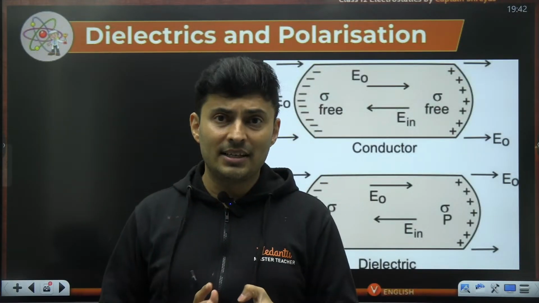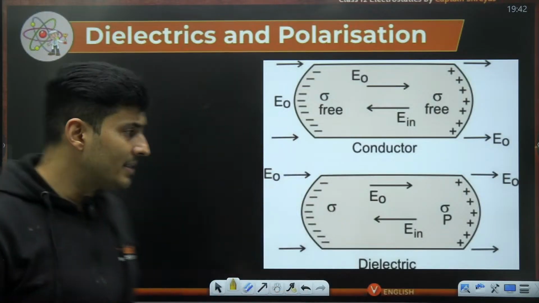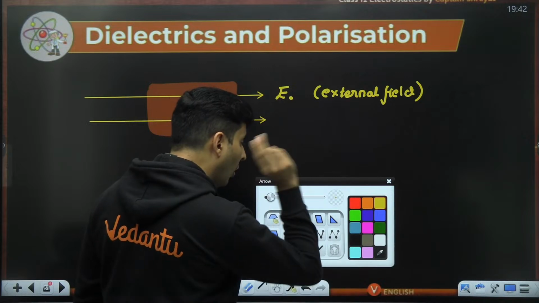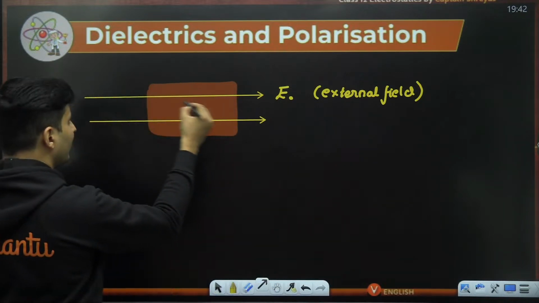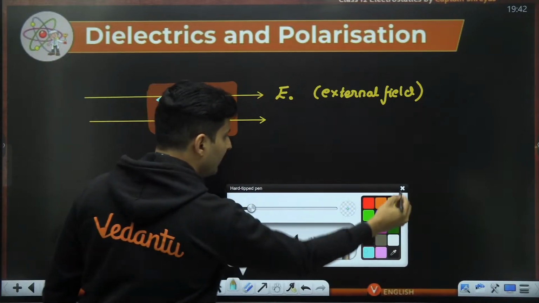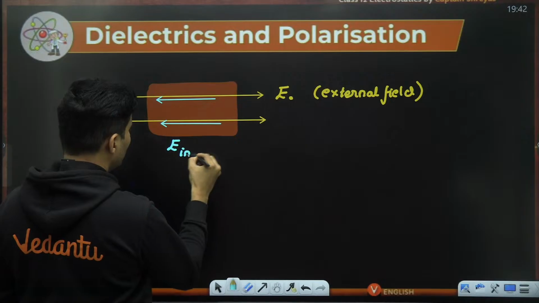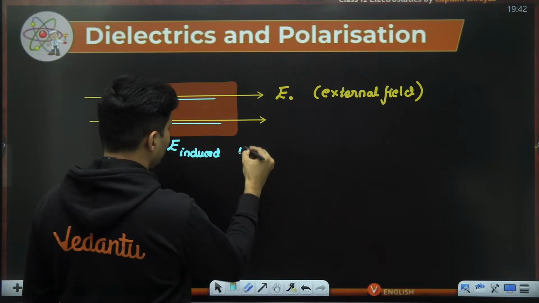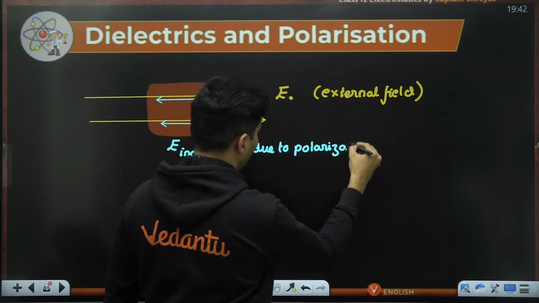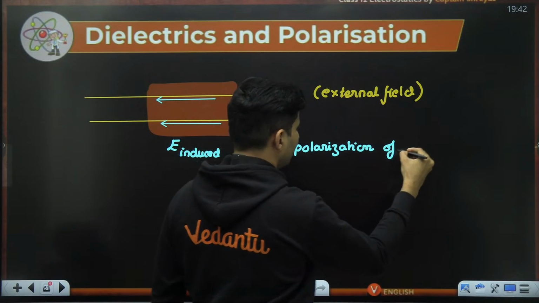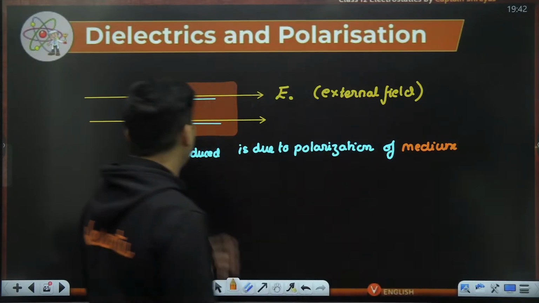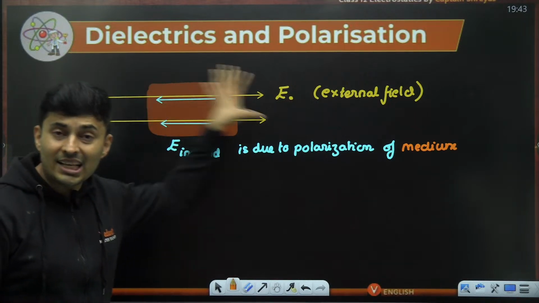Because of the polarization effect, you will see this polarization starts creating its own electric field, but in the opposite direction. This is called the induced field. This induced field is due to the polarization effect of that particular medium, solid, liquid, or gas, because of which it is opposing the external field.